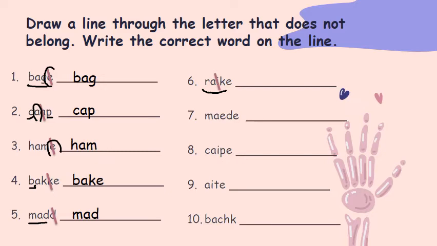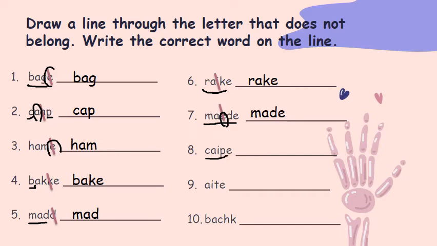Here we have the word rake, but we have to cross out the letter I. Yes, we have to cross out the letter I. And now we have the word rake. Mate. If we kept the letter E over here, it doesn't make sense. It's read as me. So we have to cross out the letter E. Now we have the word mate with the long A sound.